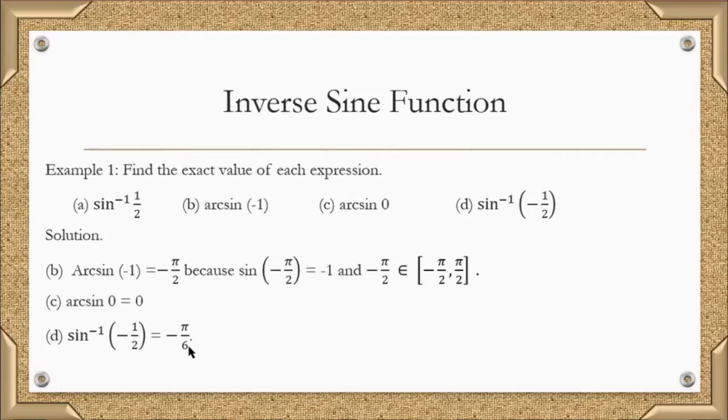Pero pag sa degree value, that is negative 30. Sa degree value, negative 30. Sa radian, negative pi over 6. Okay? So, yun yung mga paraan natin para kuhanin yung exact value ng tinatawag nating inverse sine function.